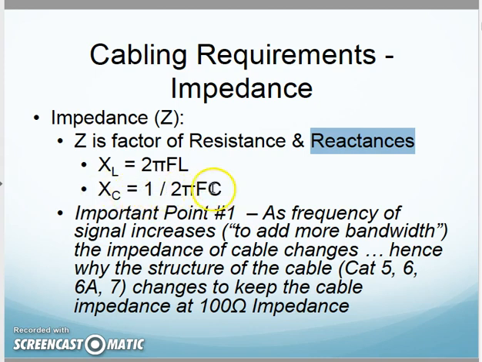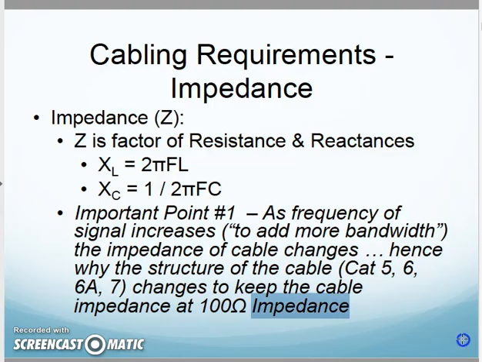Well, what I am showing you is, in either case, frequency is a factor in these reactances. As the frequency of my signal changes, it affects my reactances on top of the resistance. So I point out here, important point 1: as the frequency of my signal increases, and I remind you to add more bandwidth we're going to increase the frequency, the impedance of the cable changes. Hence, why the structure of our cabling, unshielded twisted pair cabling, category 5, 6, 6A, 7, keeps changing to keep the impedance at 100 ohms.